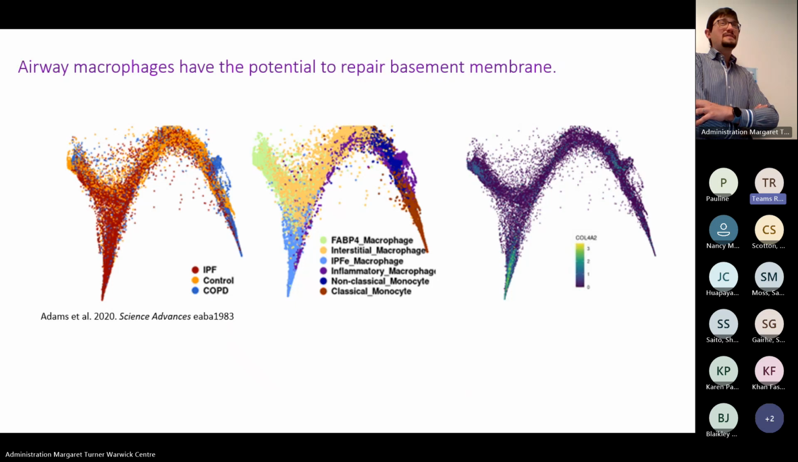And in fact, romanticizing the idea of a macrophage being a sort of mobile sentinel that is able to go to all your different tissues and repair, I think is quite lovely. But I'm not sure if that's the case, but this is what I'm hoping for.